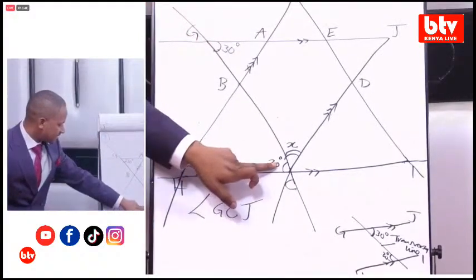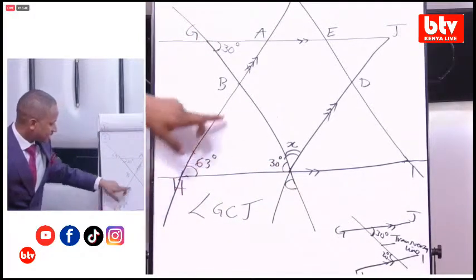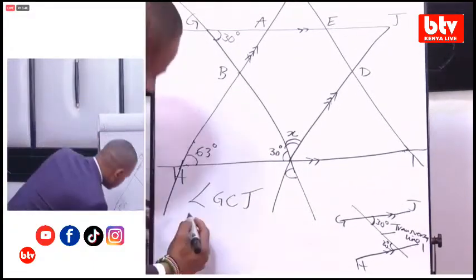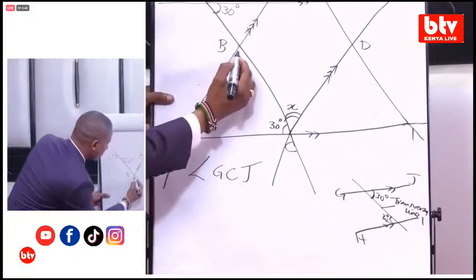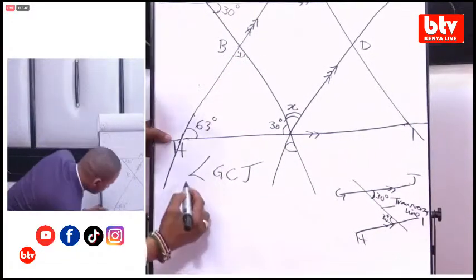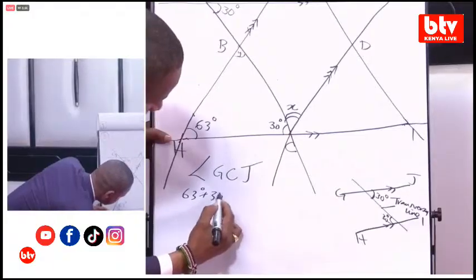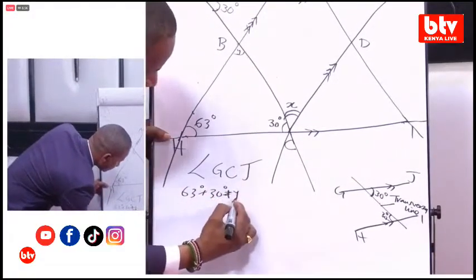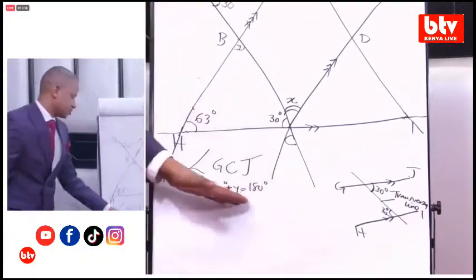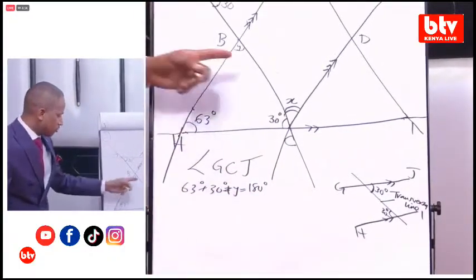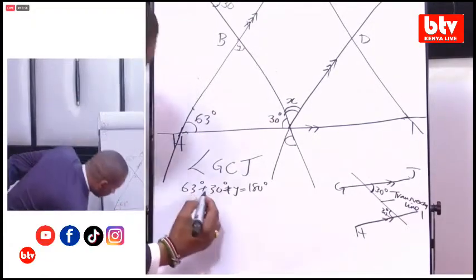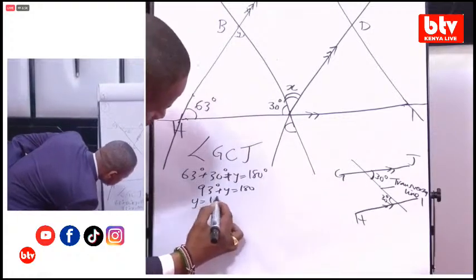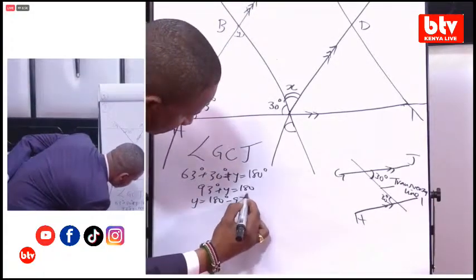And if this is 30 degrees and this is 63 degrees, angles in a triangle add up to 180 degrees. Therefore, angle Y: 63 plus 30 plus Y equals 180 degrees. The reasoning is angles in a triangle add up to 180 degrees. So this is 93 degrees plus Y equals 180. So Y equals 180 degrees minus 93 degrees.